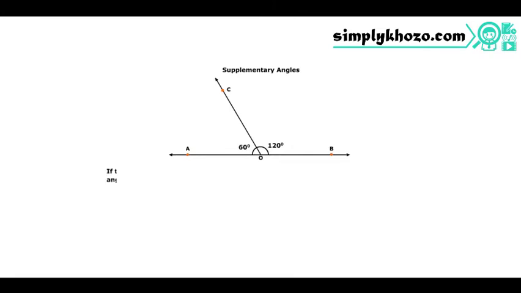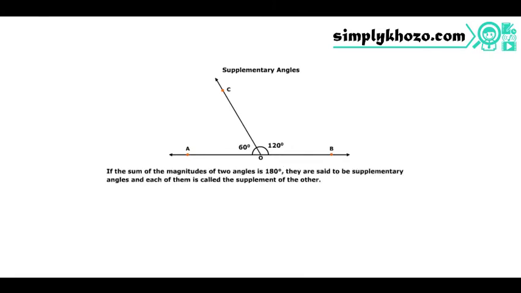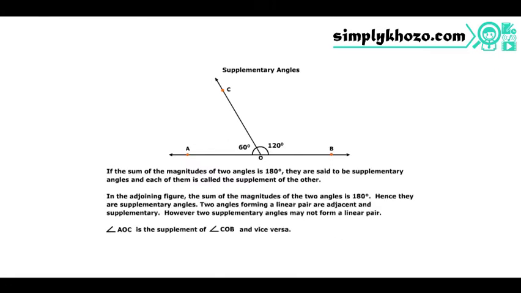Supplementary angles. If the sum of the magnitudes of two angles is 180 degrees, they are said to be supplementary angles, and each of them is called the supplement of the other. In the adjoining figure, the sum of the magnitudes of the two angles is 180 degrees. Hence, they are supplementary angles. Two angles forming a linear pair are adjacent and supplementary. However, two supplementary angles may not form a linear pair. Angle AOC is the supplement of angle COB and vice versa.